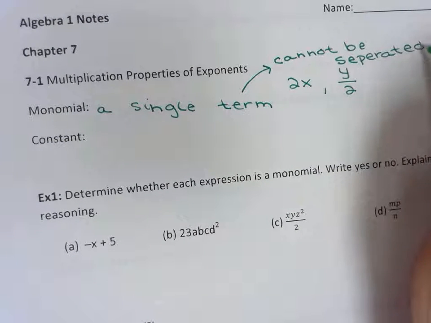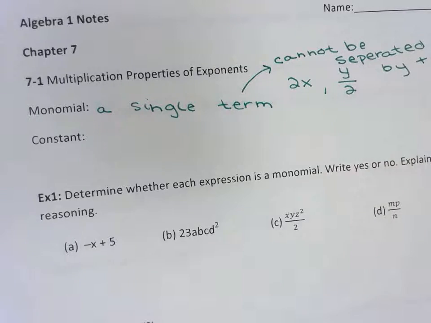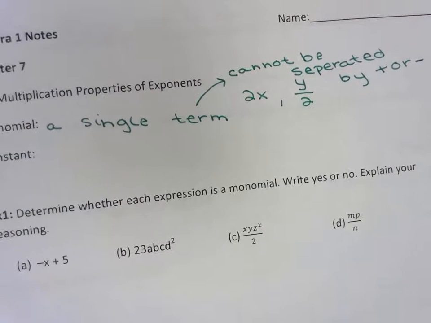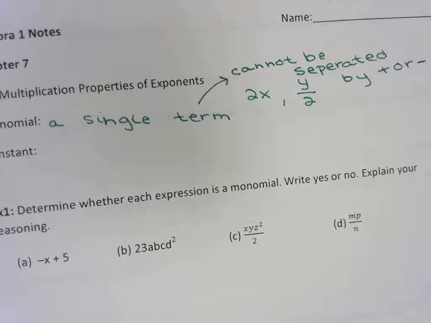And we'll look at some examples in a second. If I'm adding or subtracting, wherever I'm adding or subtracting is where the terms split up. So wherever I have a plus or a minus is where my terms are going to be split. So a monomial is just a single term. There's not going to be any adding or subtracting.